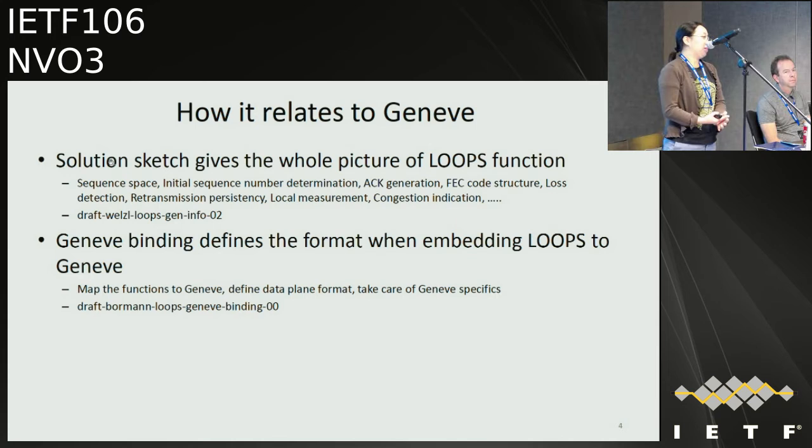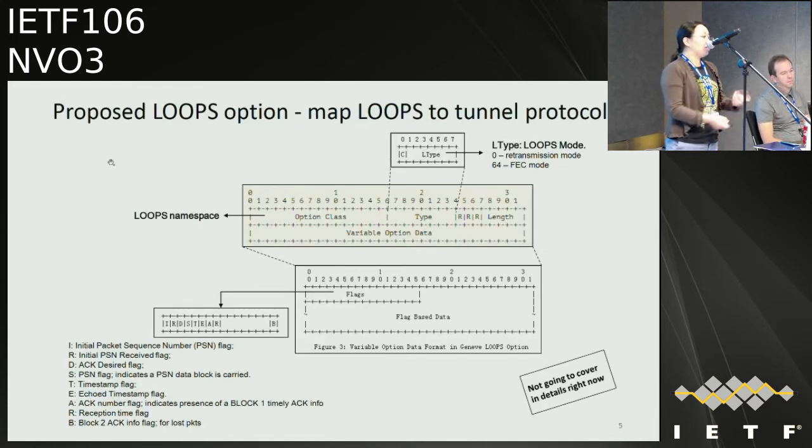I remember there is a C bit, which is a control bit to indicate it's more like a control message without payload in Geneve. So there are possibly some specifics. There is a draft which can serve as a starting point for this function mapping. This is a proposed LOOPS option.